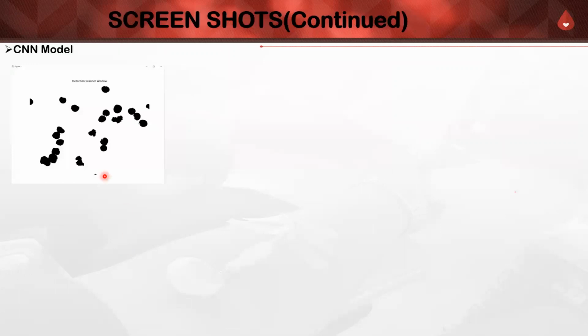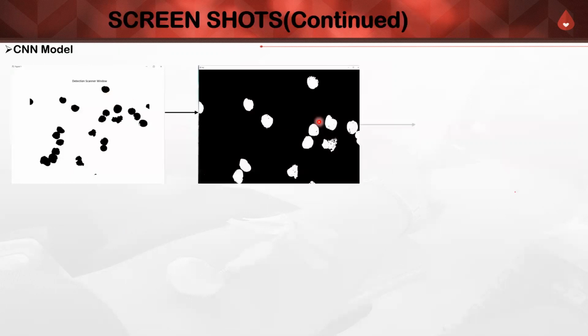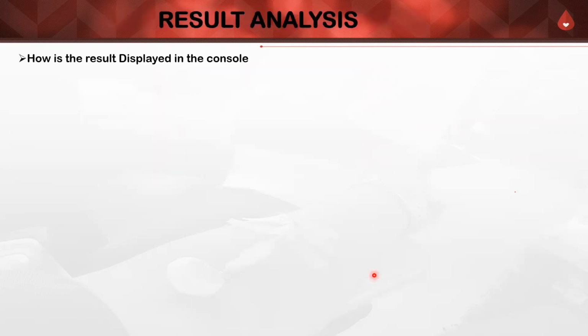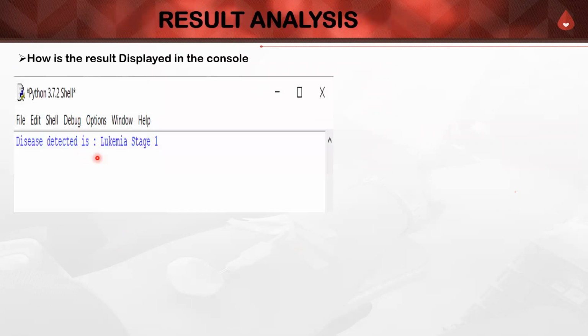Then coming to the detection scanner window, the abnormal cells will be detected in black or in white, followed by the result in the console. As you can see, this is leukemia stage 1, or it can be stage 2 or stage 3 also. This is the result which will be displayed.